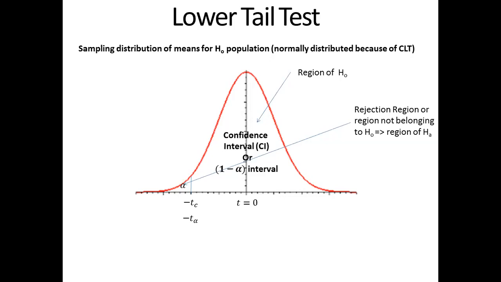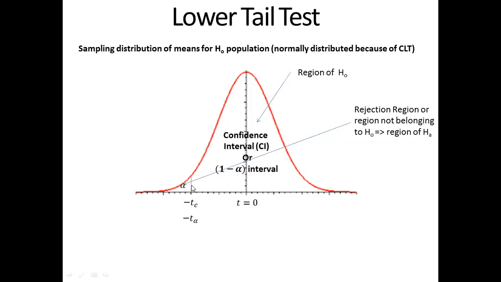So whatever comes on the right hand side of this critical value would be taken as part of the H naught, and whatever comes on the left hand side of this critical t value would be taken as part of not H naught, belonging to some other population, and that population would definitely be of the alternative hypothesis or experimental or research hypothesis. And again, we can see this alpha is defined over here.